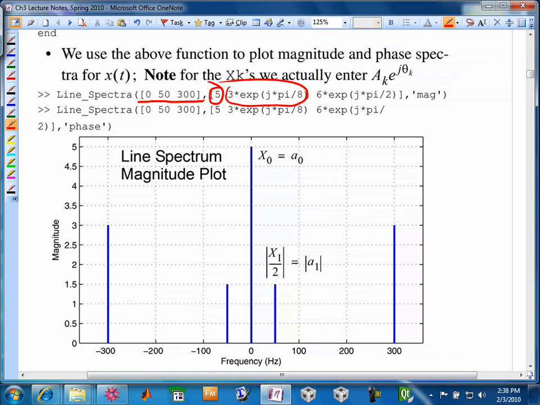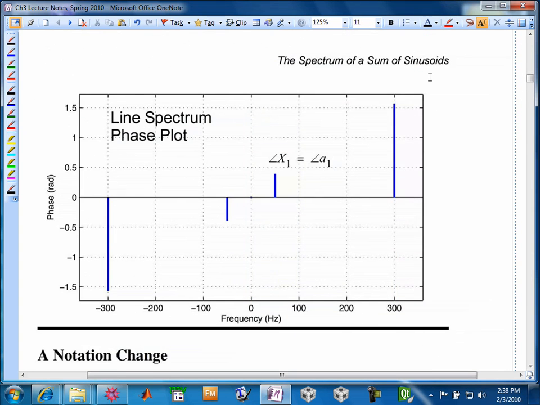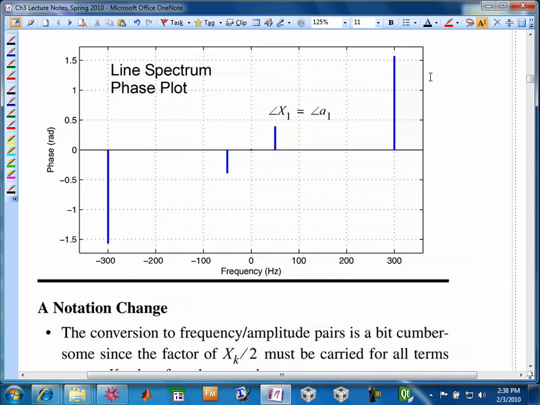So the second term here is at 50, so that's these lines right in here. And then the third term is entered in here. And then I just have a final entry, in single quotes, that's the way MATLAB does string variables, that I want mag or phase. And so here it generated the magnitude plot versus frequency. And then if I kicked it into gear to do phase, it generates the phase plot.